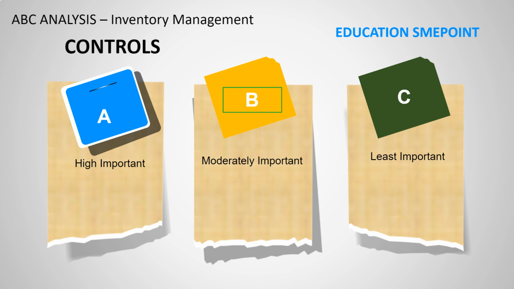A classification items are highly important and sometimes business critical. These typically have a high value or are sold in large volumes. B classification items are moderately important. These are typically mid-range in inventory value and demand. C classification items are marginally important. Typically, they have a low inventory value.